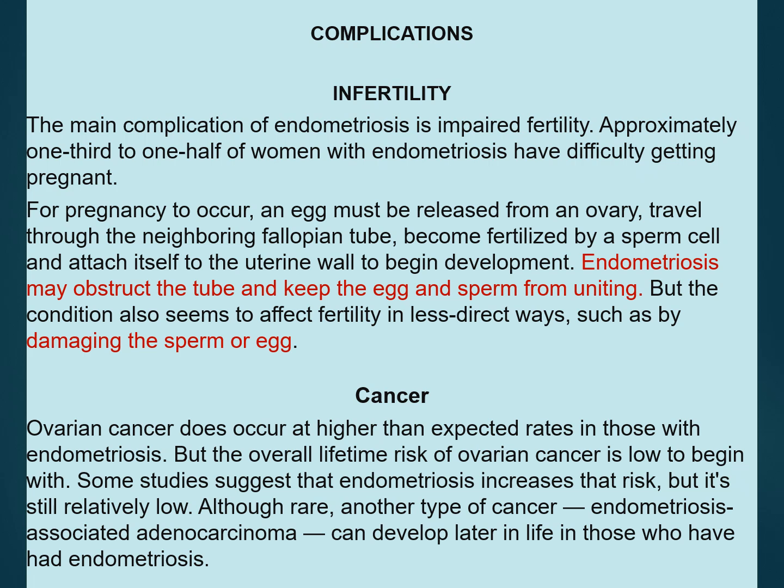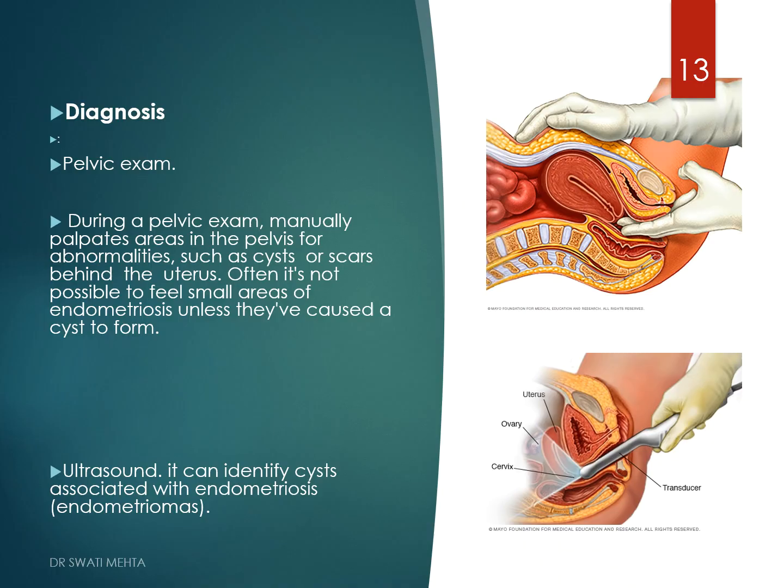Ovarian cancer risk: women with endometriosis have a slightly increased risk of ovarian cancer, though the overall risk remains low, and rarely endometriosis-associated adenocarcinoma may develop. Diagnosis begins with a detailed history and physical examination. Pelvic examination may reveal tender nodules, a fixed uterus, or an ovarian cyst.